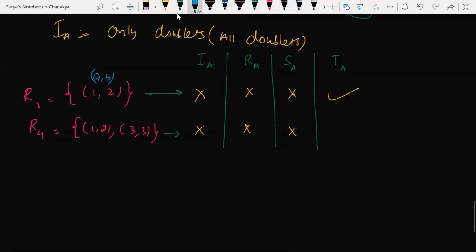Now if I take this as A comma B, B comma A is what? 3, 3 only. 3, 3 satisfies the symmetric condition, but 1, 2 is not satisfying, right? Why? 2, 1 is absent. That is why it is not symmetric. Transitive check कर लो अभी. Tell me transitive.